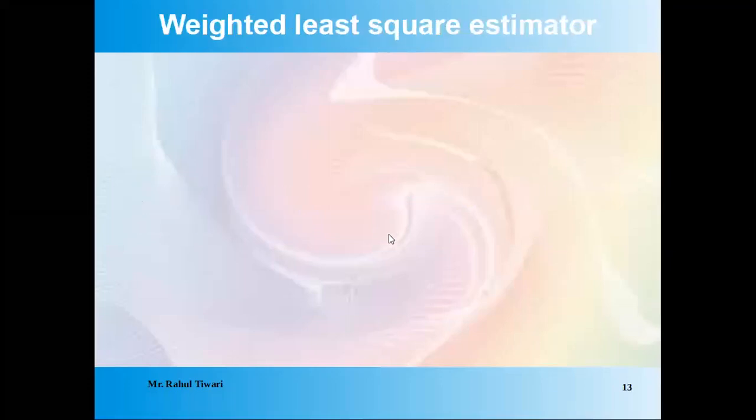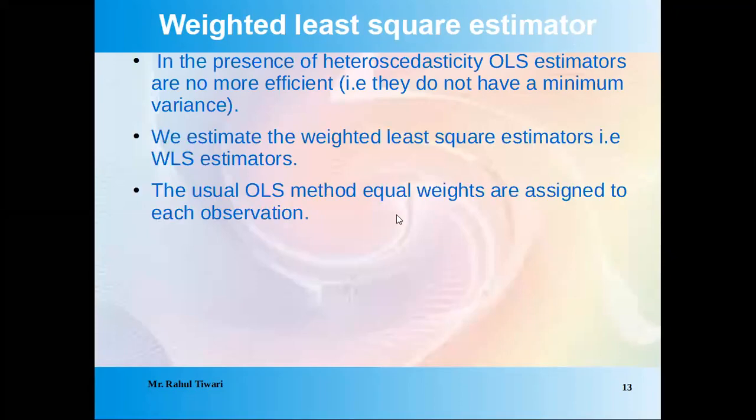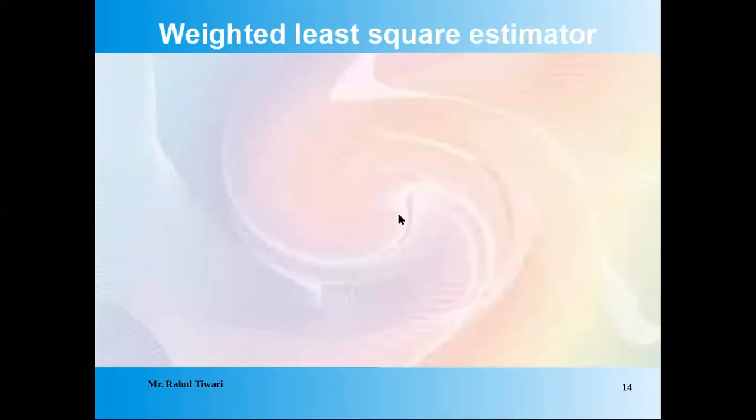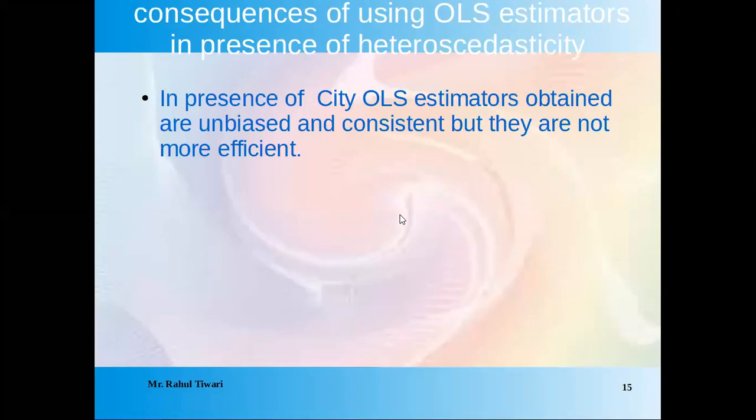Now there may be some consequences of that test, some consequences that exist due to heteroscedasticity. I think the consequence is not written here. What happens? The consequences of using OLS estimators in the presence of heteroscedasticity. So whenever heteroscedasticity exists, what could be the consequences?